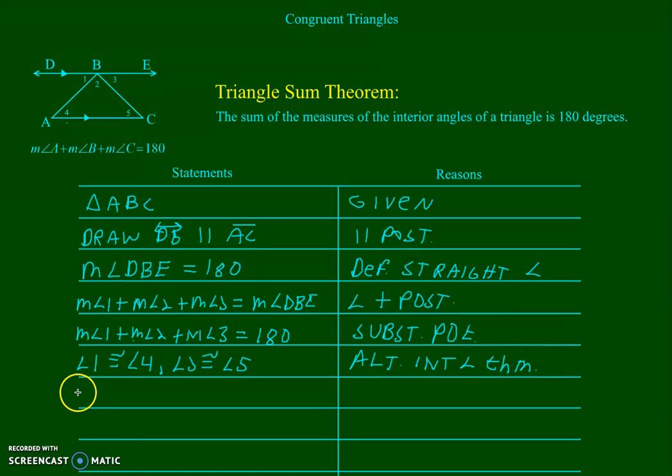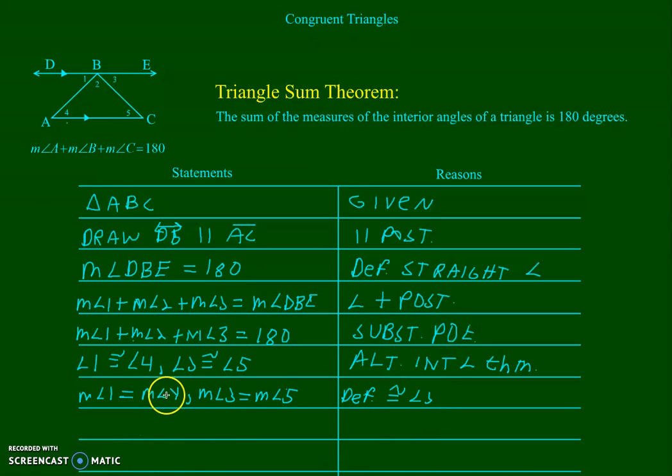So now we can say the measure of angle 1 equals the measure of angle 4, and the measure of angle 3 equals the measure of angle 5. That's the definition of congruent angles.